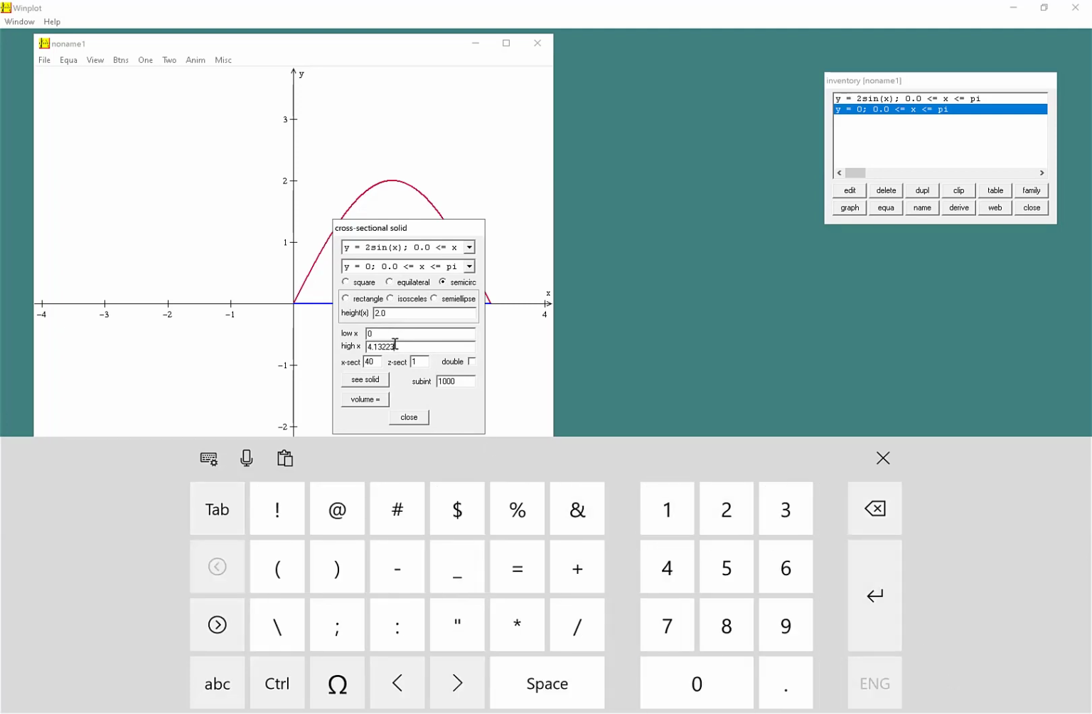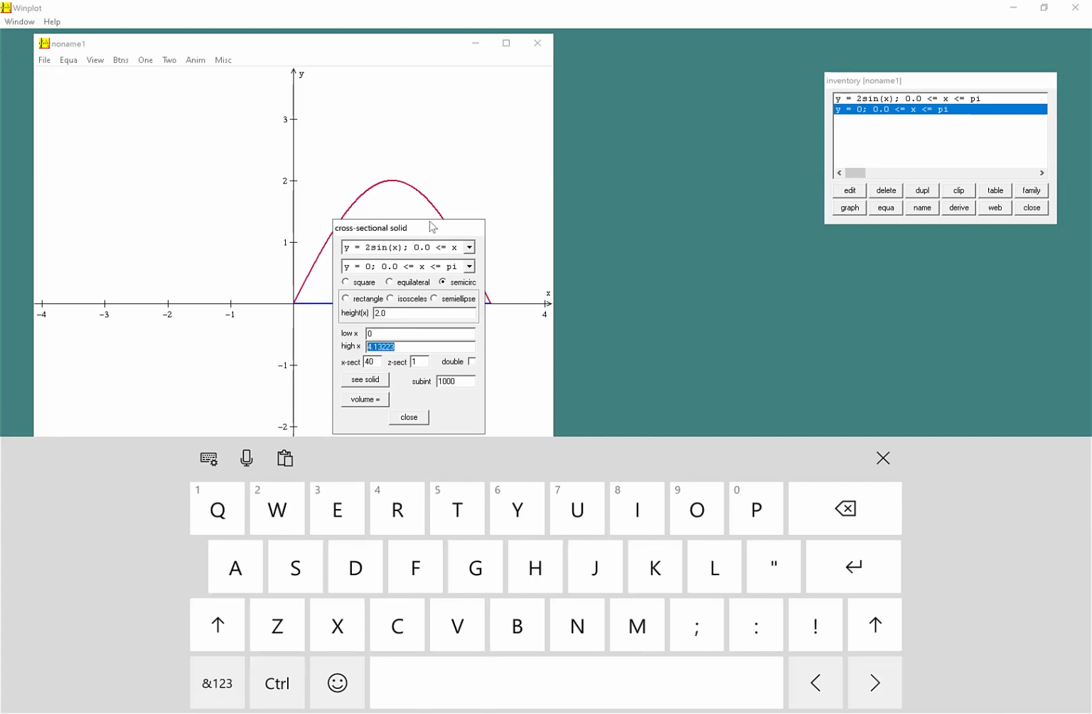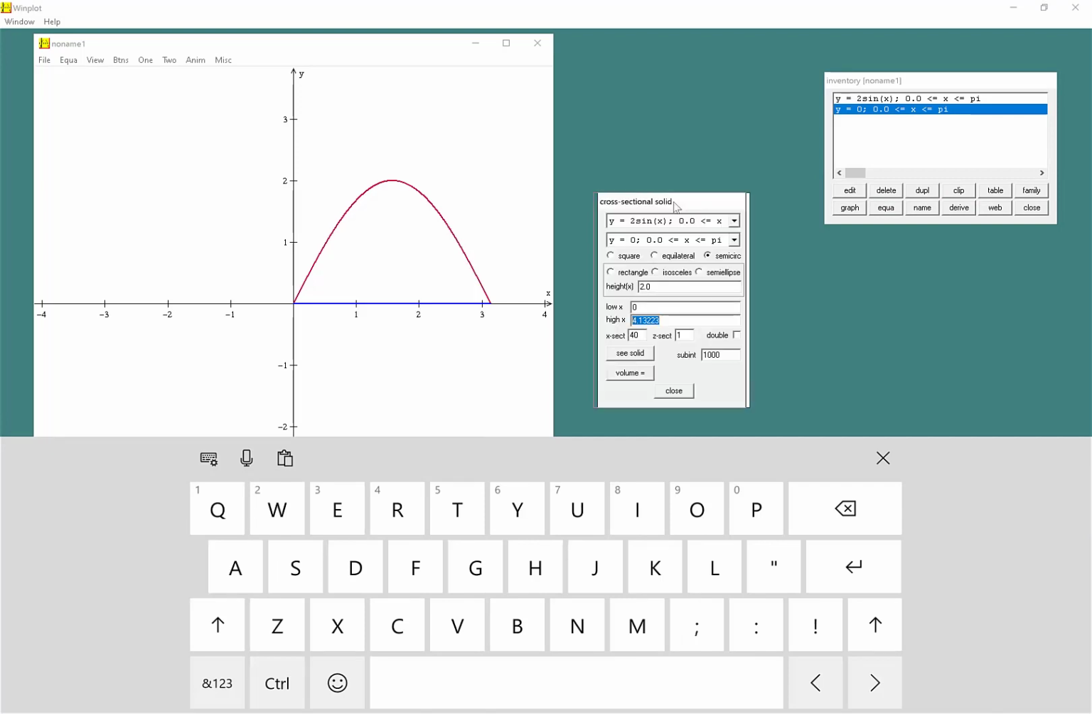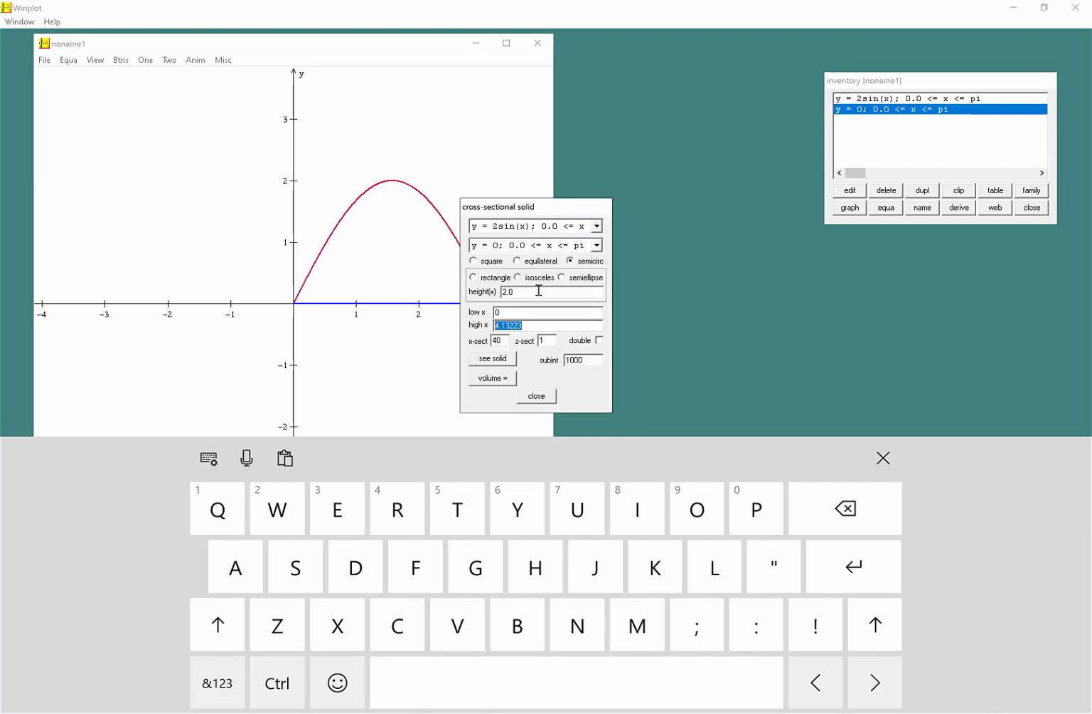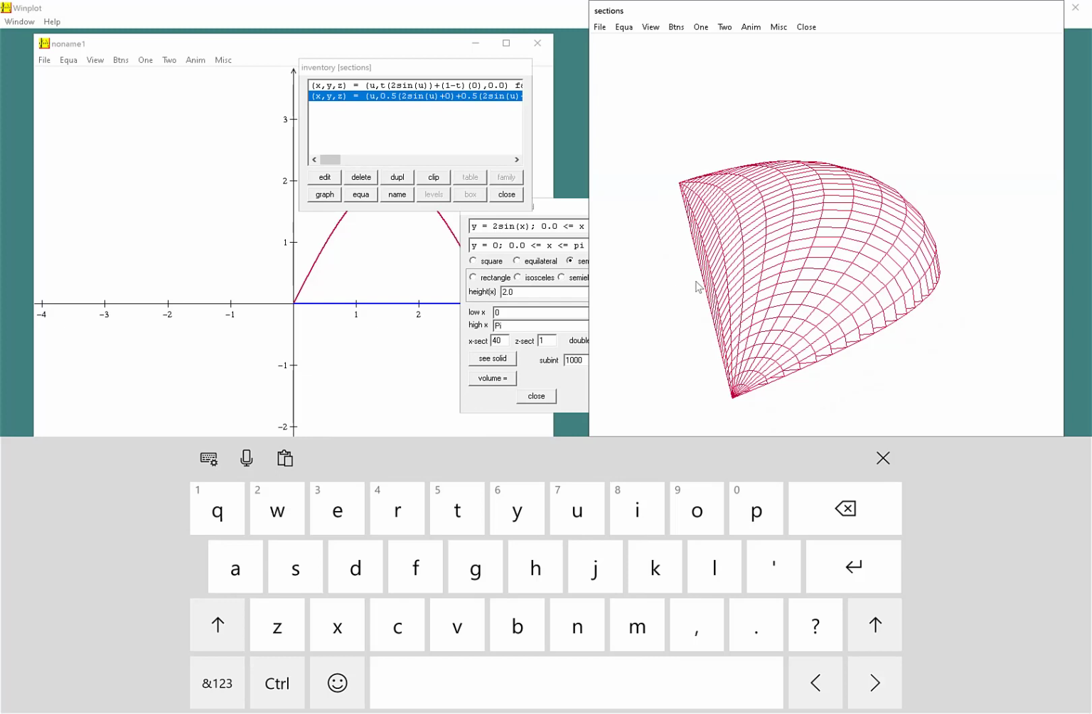And I want the high to be, was it, what was it? Was it pi? Yeah, pi. And there we go. And I'm going to code C solid. So check it out, guys. So let me see if I can show you guys.